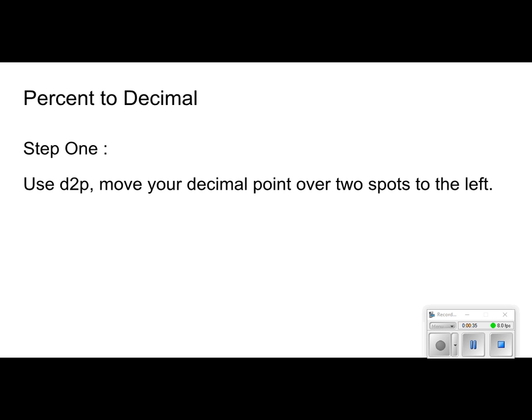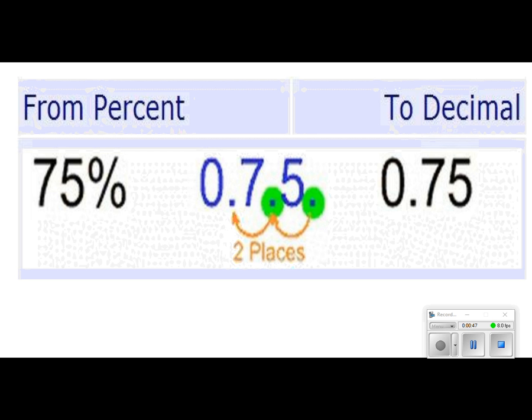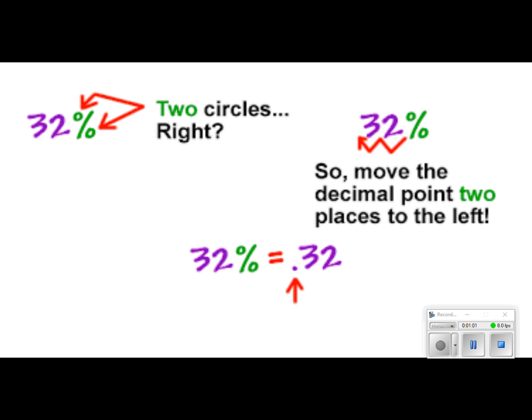To turn a percent to a decimal, step 1, use D to P to move your decimal point over 2 spots to the left. Here's your first example. So 75%, put a decimal point behind the 5 and move it 2 places to the left. It becomes 0.75. 32%, put your decimal point behind the 2, move it 2 places to the left, and it becomes 0.32.